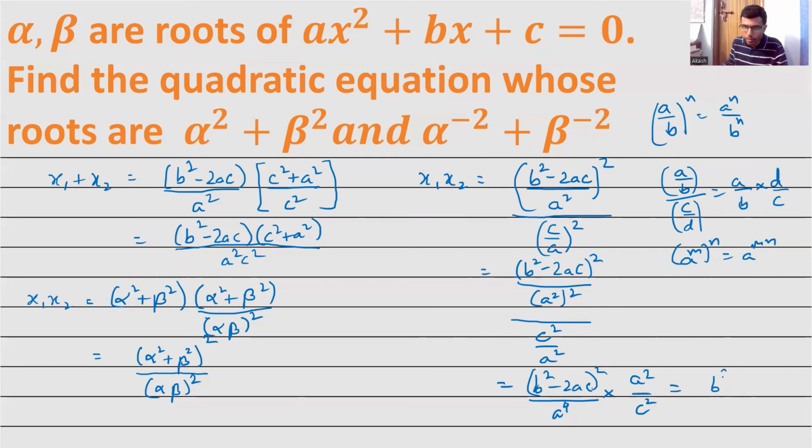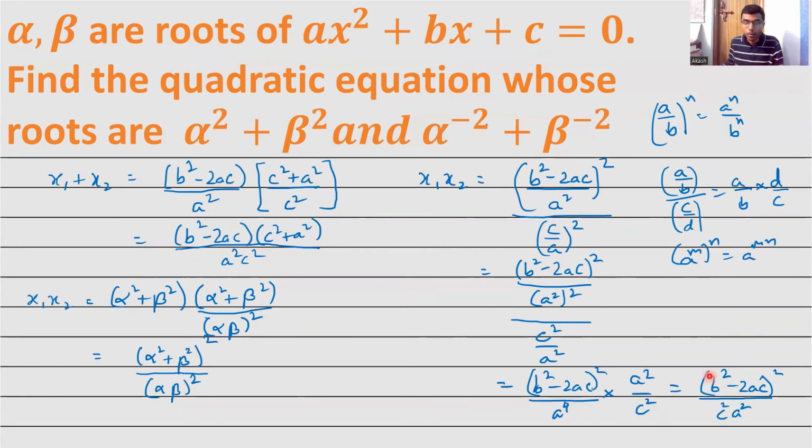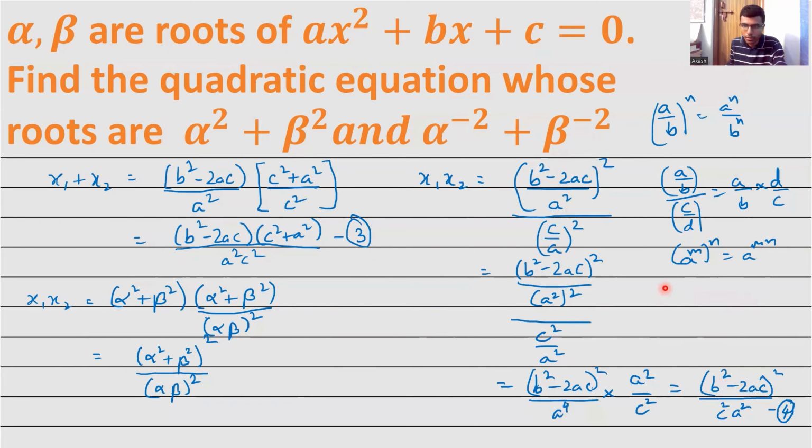So this is nothing but equal to b square minus 2ac whole square by c square into a square. Now we got x1 plus x2 and x1 into x2. I'm going to mark this as 3, and I'm going to mark this as 4. Now I just need to substitute 3 and 4 in our basic equation. What was that? That was x square minus x into x1 plus x2 plus x1 x2 is equal to 0.